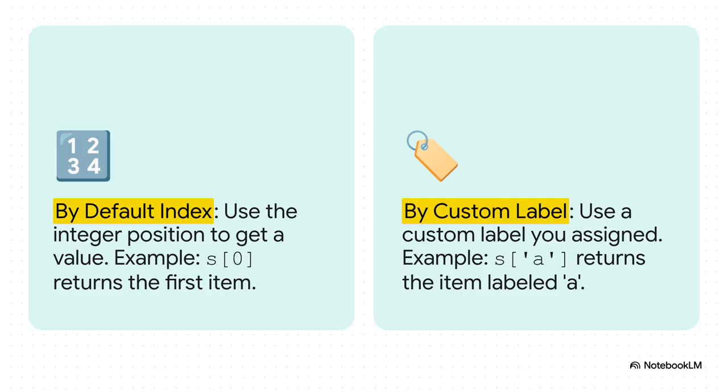You get two main ways to grab your data. You can use its position number, just like in a list, asking for the item at index 0 to get the first one. Or if you gave your data meaningful labels like A, B, C, you can use those labels directly. This flexibility is what makes Pandas so awesome. You can work whichever way makes the most sense for you and your data.